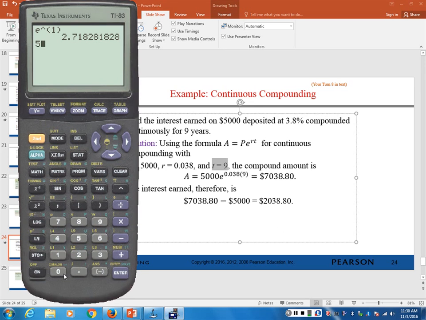As far as entering that on your calculator, simply enter 5,000 times e, which is second ln, and then the power of e is 0.038 times 9. You don't have to put either of those in parentheses, you just enter the multiplication, because it will do that multiplication inside the power before it turns it into a power. Just hit enter and there's your answer. You can't use the solver on this one either. It doesn't have continuous compounding that I've been able to figure out.